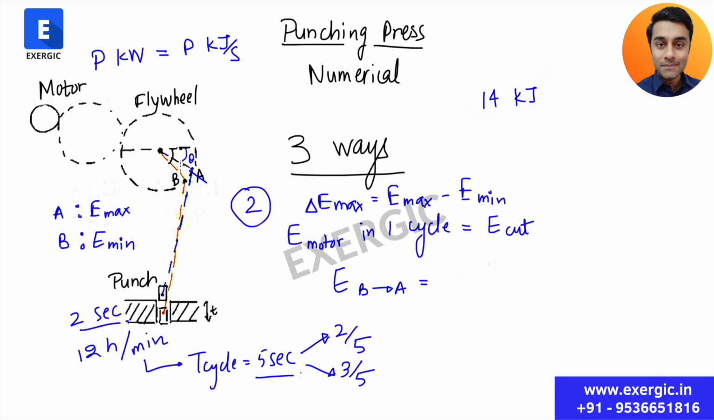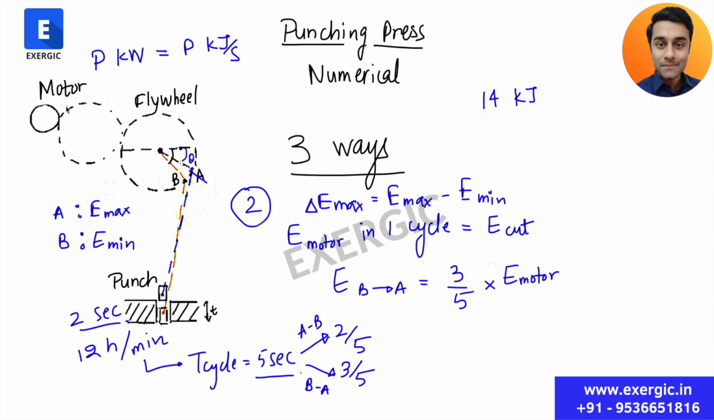And if in moving from A to A it receives an energy of 14 kilojoule, because 14 kilojoule is the energy required for cutting, then 3/5 of that energy is going to be used in moving from B to A. A to B will require 2/5. B to A, in the clockwise sense we are talking, will require 3/5 of the time, right?